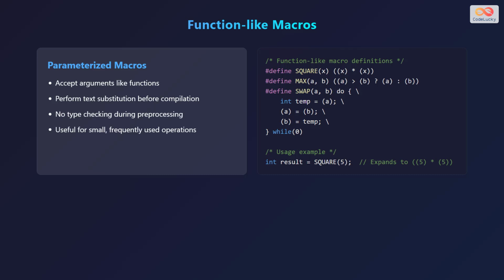The macro SWAP(a, b) is defined using a do-while loop, where a temporary variable stores the value of a, a is assigned the value of b, and b is assigned the value of the temporary variable. Here is an example of how to use the SQUARE macro. int result = SQUARE(5), which expands to 5 times 5.